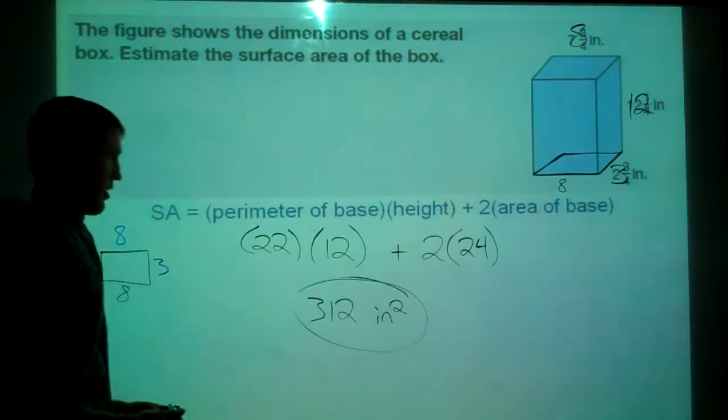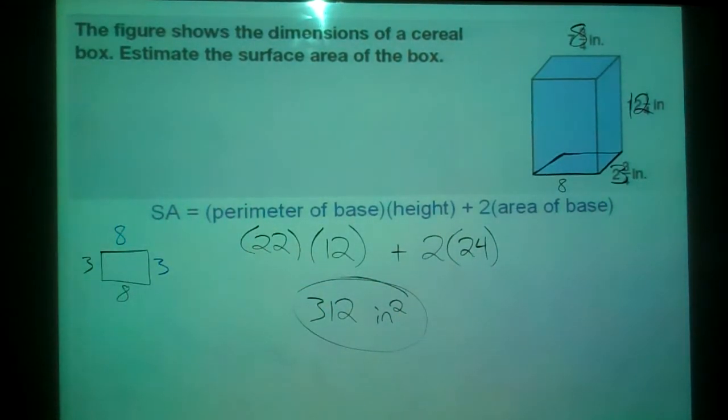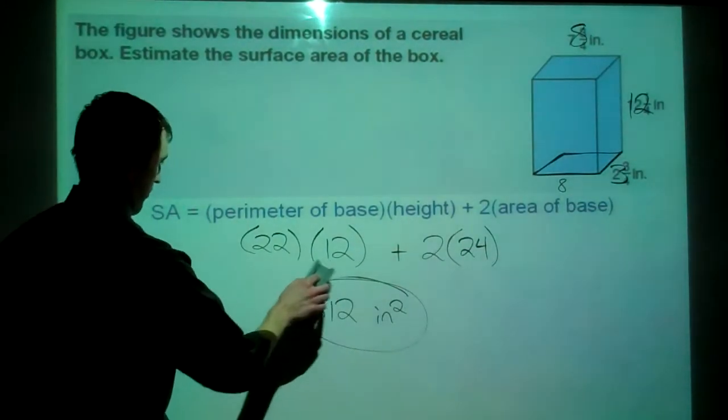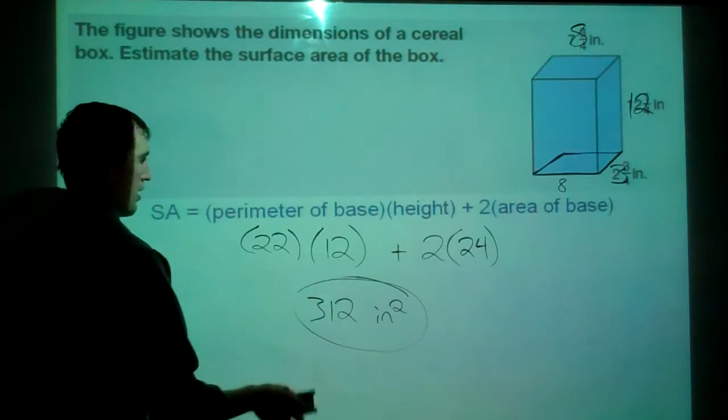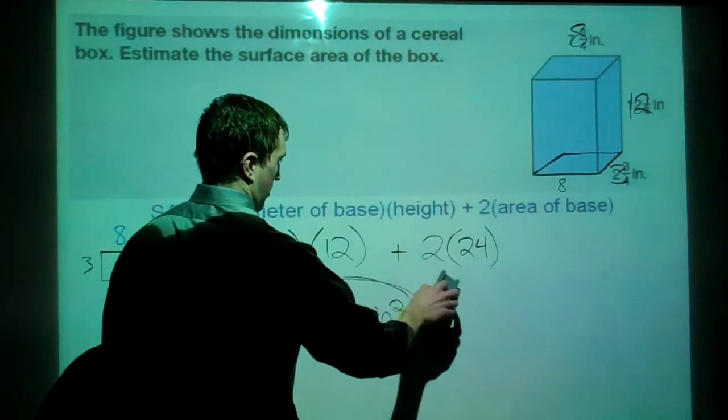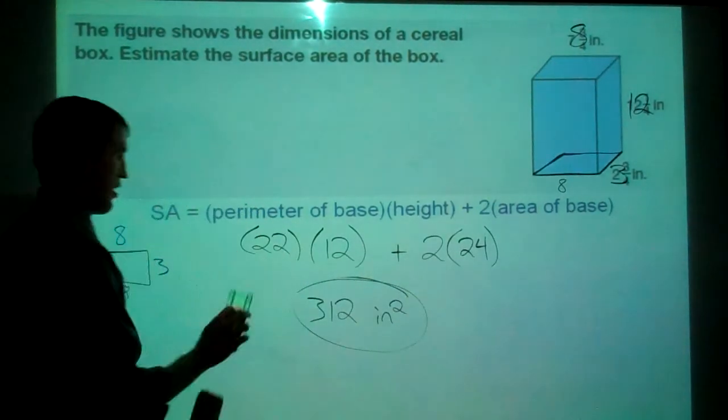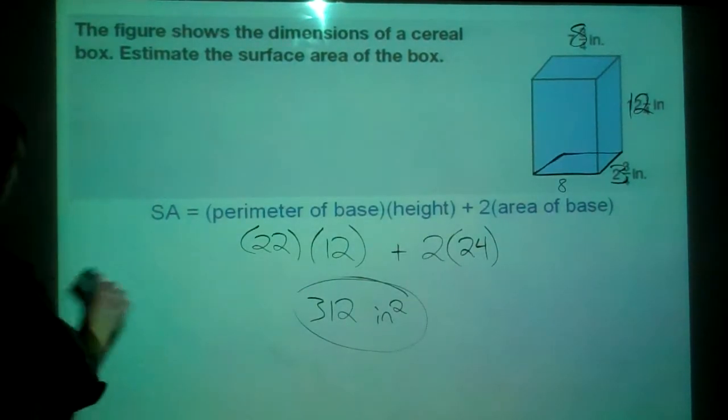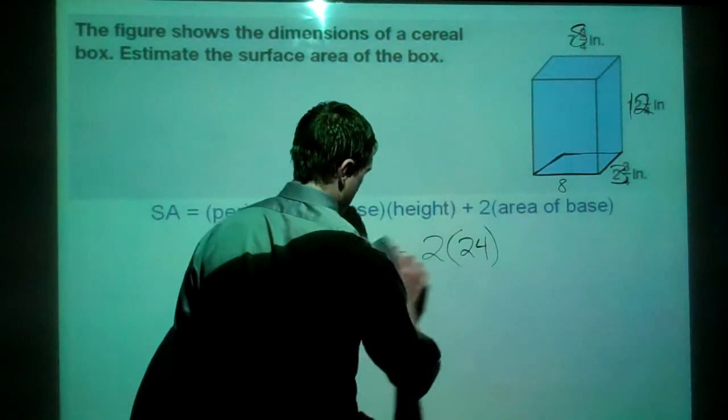squared. And I forgot to point out earlier that we are in square inches because we are dealing with area. Okay? I want to check the time on my video here. Okay, we're doing alright. So once again, 624 multiplying these two together, and then adding on 48 once we multiply these two, 312 inches squared. Alright.